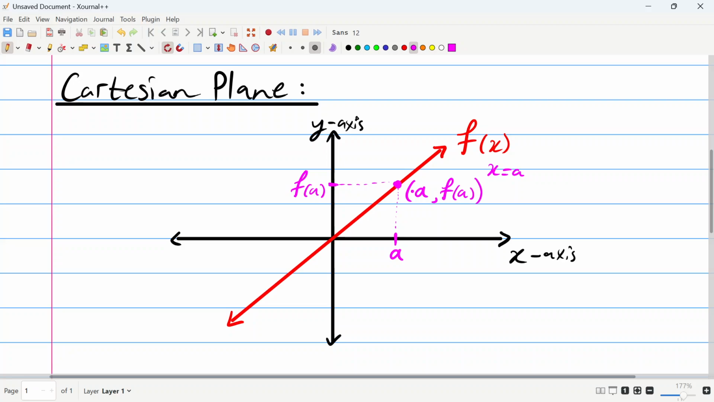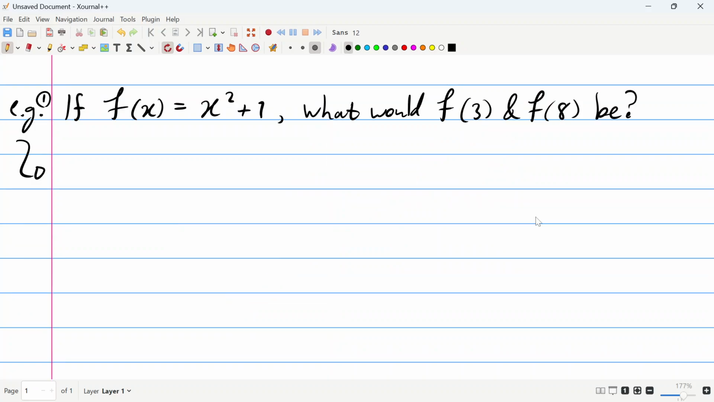Now that we've dealt with that, let's understand what happens when we deal with actual equations. Okay, so here is the first example. If f of x is equal to x squared plus 1, then what would f of 3 and f of 8 be? Well, in this case, look here. Here's our function. If you remember, the f of x is our function, and you can see here, this is the process in which the input is manipulated to give us the output.